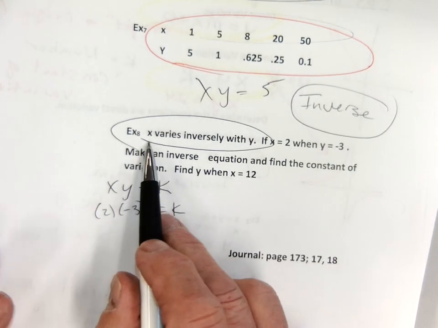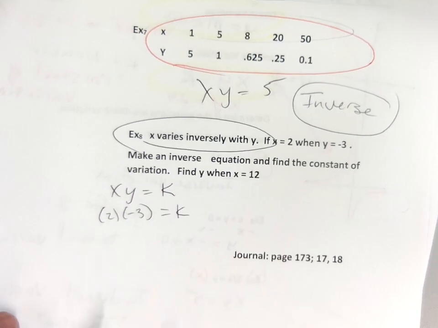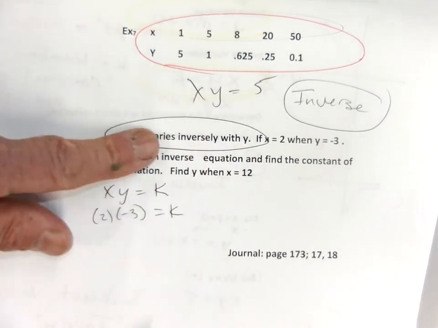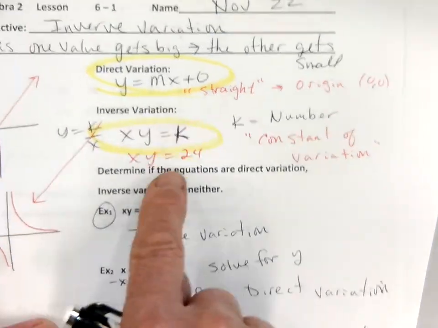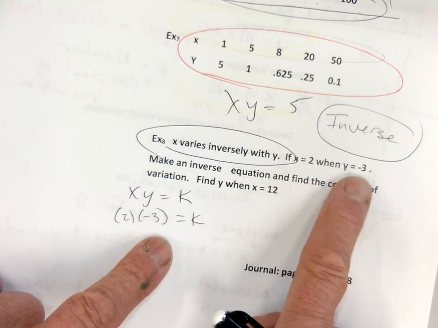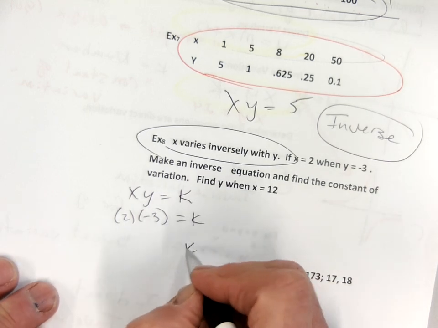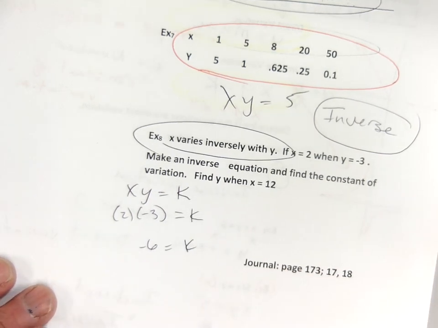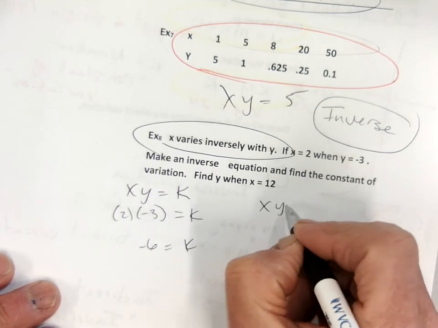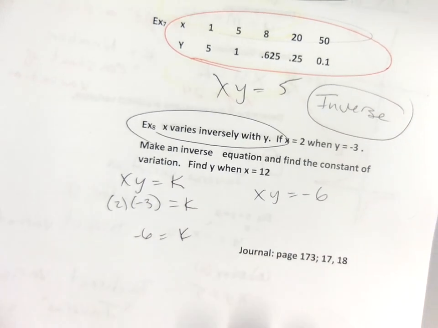So I did this. X varies inversely with y. So I find my equation. I plug in 2, I plug in -3, and so I know k is -6. So now I've got an equation: x times y equals -6. See what I did? I found that number. We had x times y equals 24. This one's x times y equals -6, right? Does that make sense? Good, we have the equation.